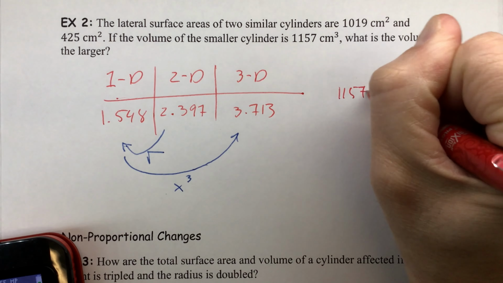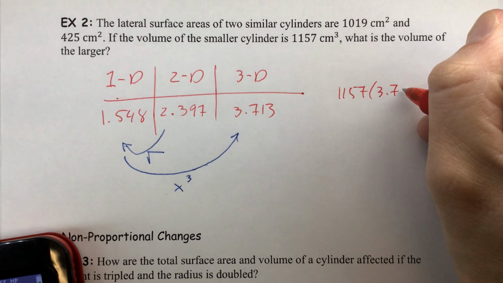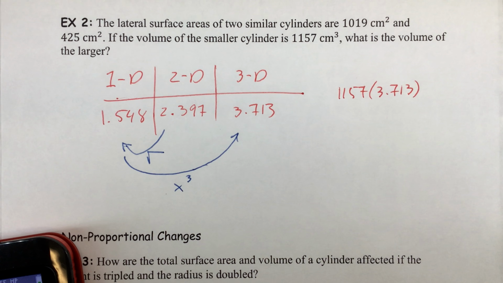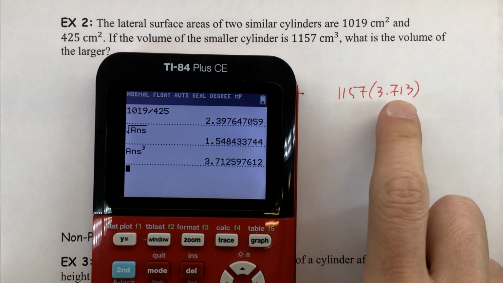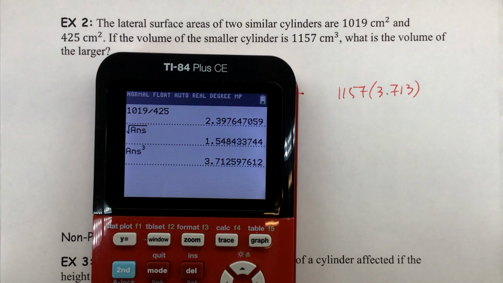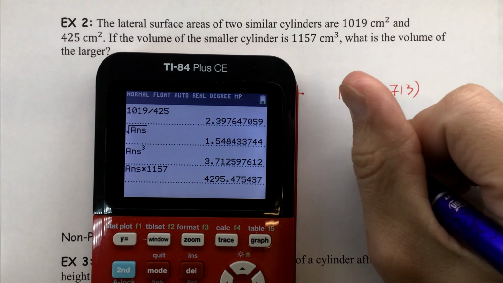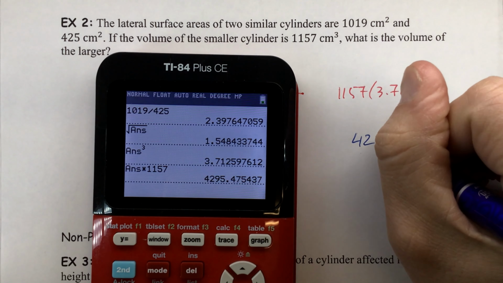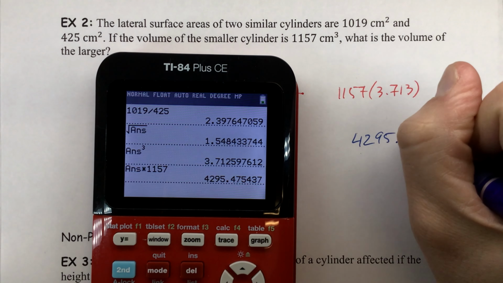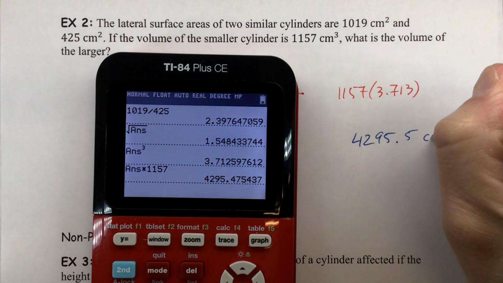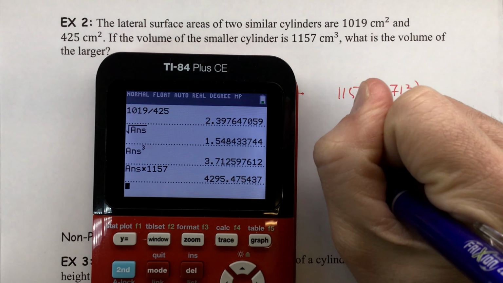So we'll take 1157 times 3.713, and that will give us our answer. Of course, I can continue to build off of the actual value for this. Just take what I've got, multiply that by 1157, and that's it. The volume of the larger figure is 4,295, we'll say 0.5. Units will be centimeters cubed. That is a volume.